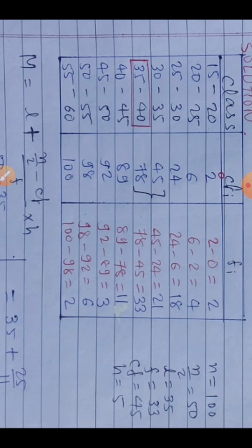Okay, so n equal to 100, so n by 2 equal to 50. Now for locating the median class, look at the CFI column to see whether 50 is visible or not. You can observe here that 50 is not seen there, but it is between 45 and 78 in the CFI column. I marked it with brackets. So out of these two rows, the second row is our median class. So the median class is identified: 35 to 40.